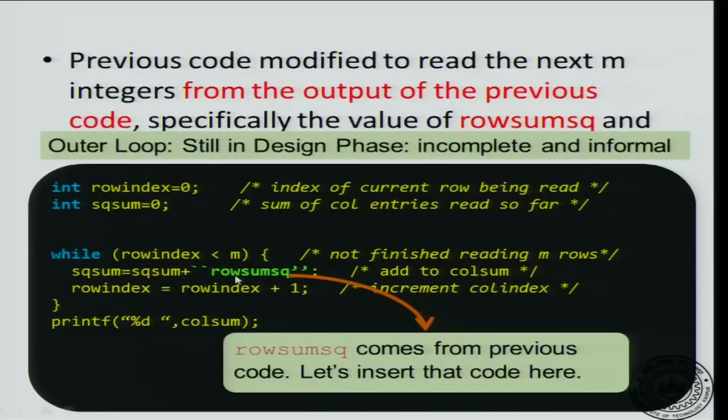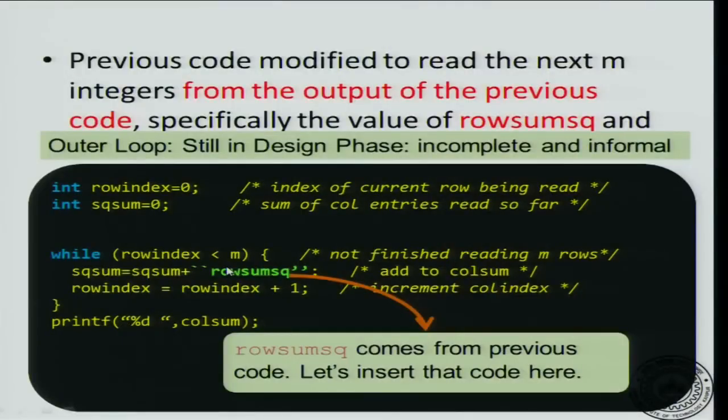Okay, assume that we have the output available from the previous code in some variable called row sum squared, and we need a loop over that, which is going from row index 0 to m minus 1 and tallying up all the numbers in row sum squared. Okay. So, for each row you will end up with a row sum squared, and you have to add all those row sum squareds together. Okay. So, in this, the row sum squared comes from the previous code. So, this is how we will visualize the outer loop.